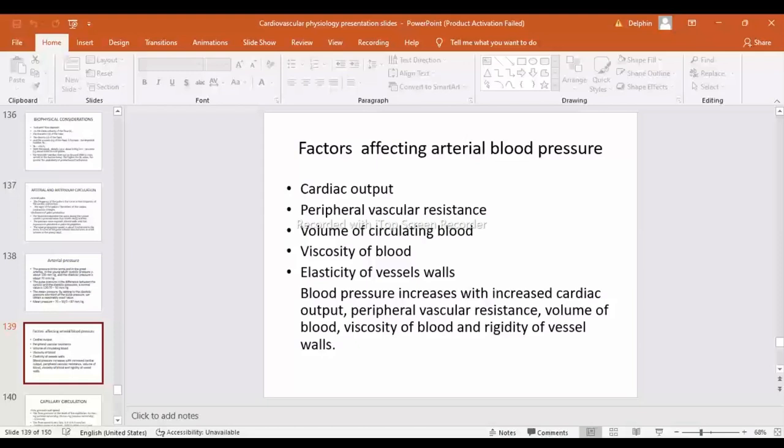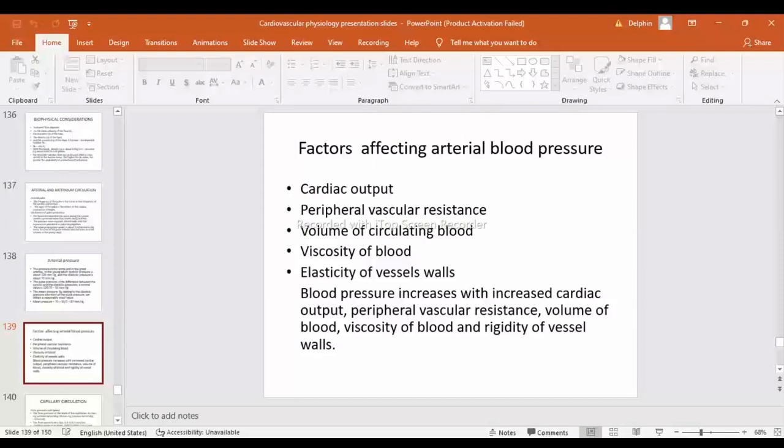And also you can consider the volume of circulating blood. If we lose blood in terms of diarrhea, vomiting, sweating, or polyuria, you can have a lower level of blood pressure. And viscosity also is an indicator. In the case of anemia, the quantity of red blood cells is too low, and it can lead to hypotension. Then elasticity of vessels: hardening by accumulation of unwanted material, like a high level of calcium.